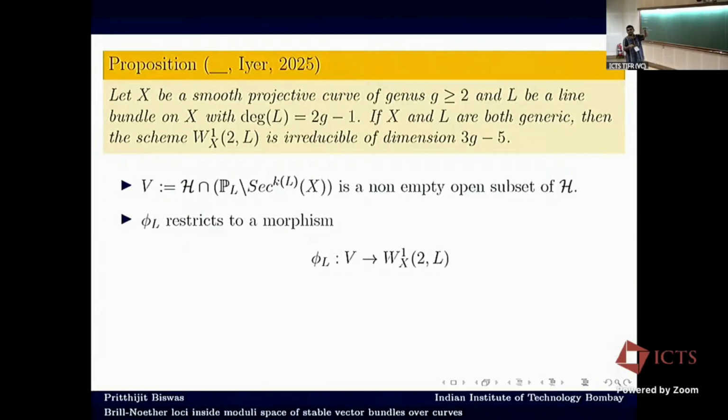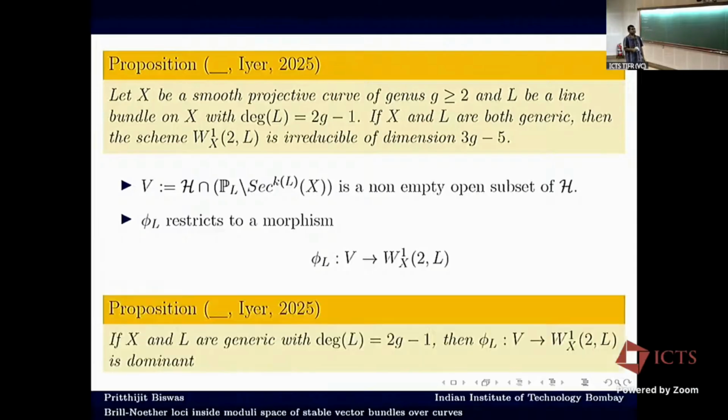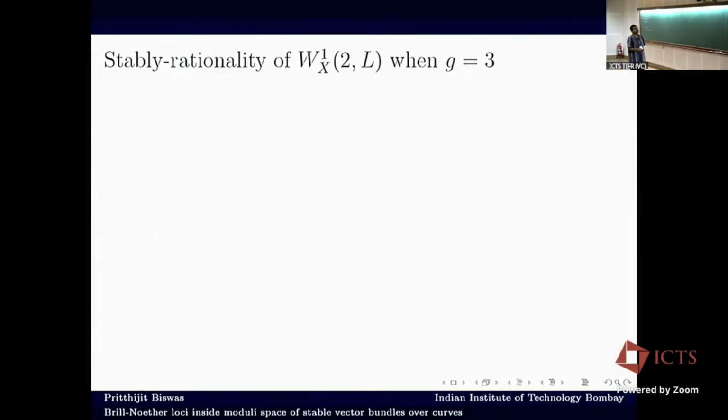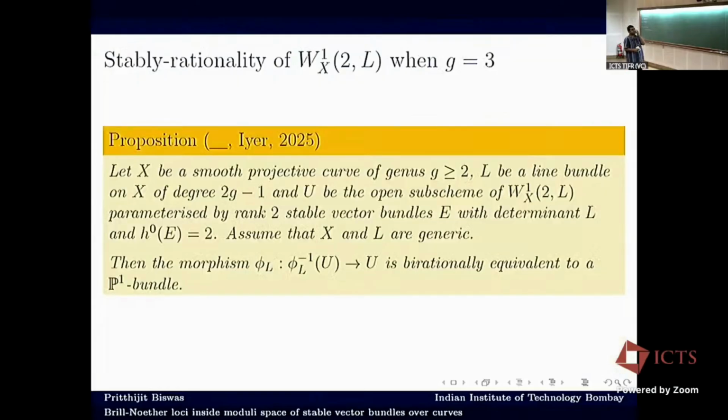This is birationally equivalent to a P1 bundle. So, before that we show that this is dominant, and this is actually a P1 bundle is what we show. And using this fact, so why is a P1 bundle important?